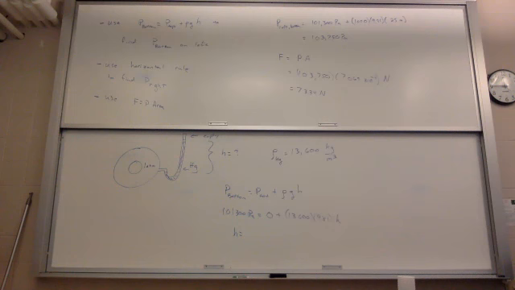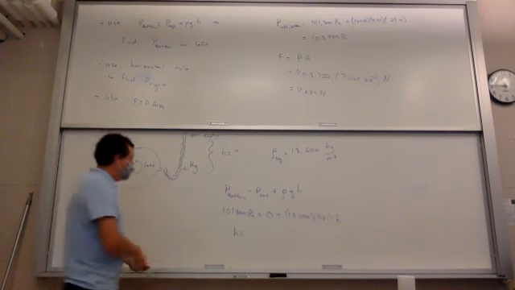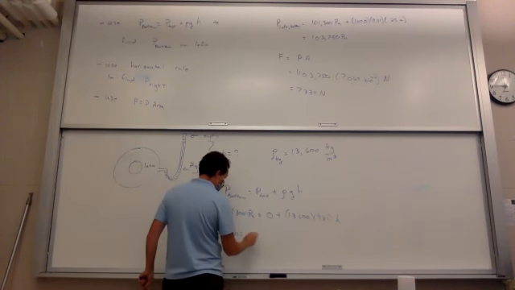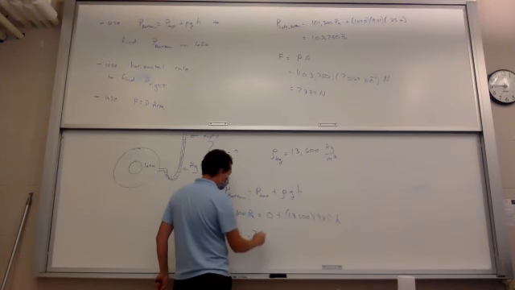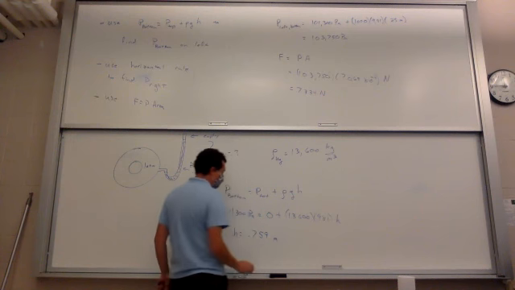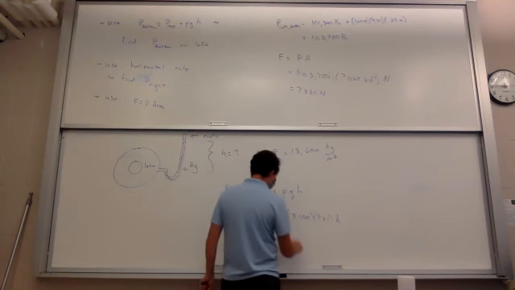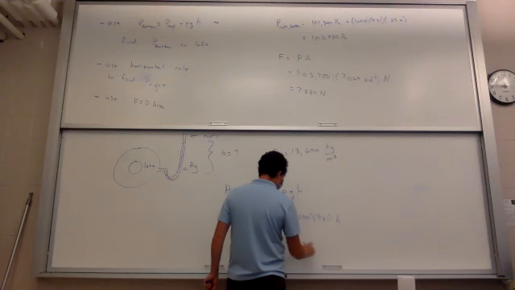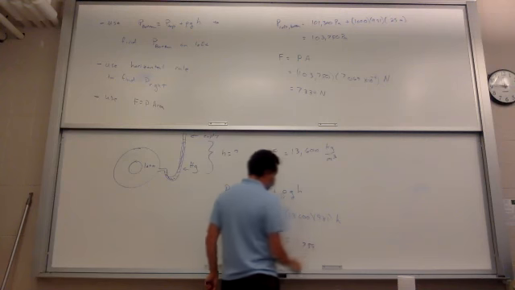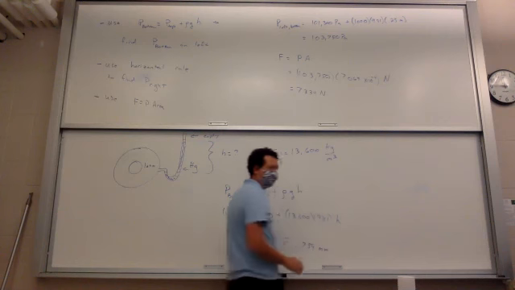What'd you get? Michael, what'd you get? 0.759 meters. Or if I did it in millimeters, I might say it's 759. I think earlier I said 760. Millimeters.